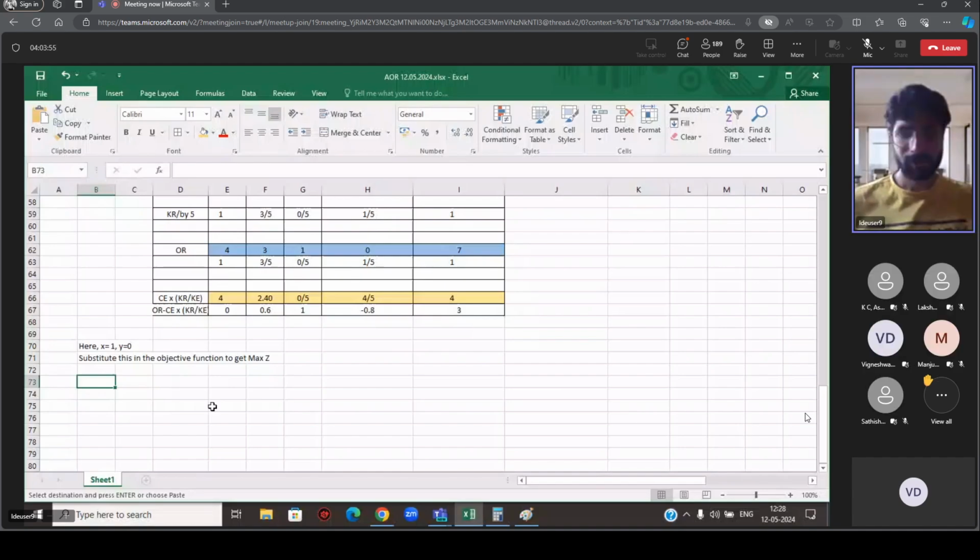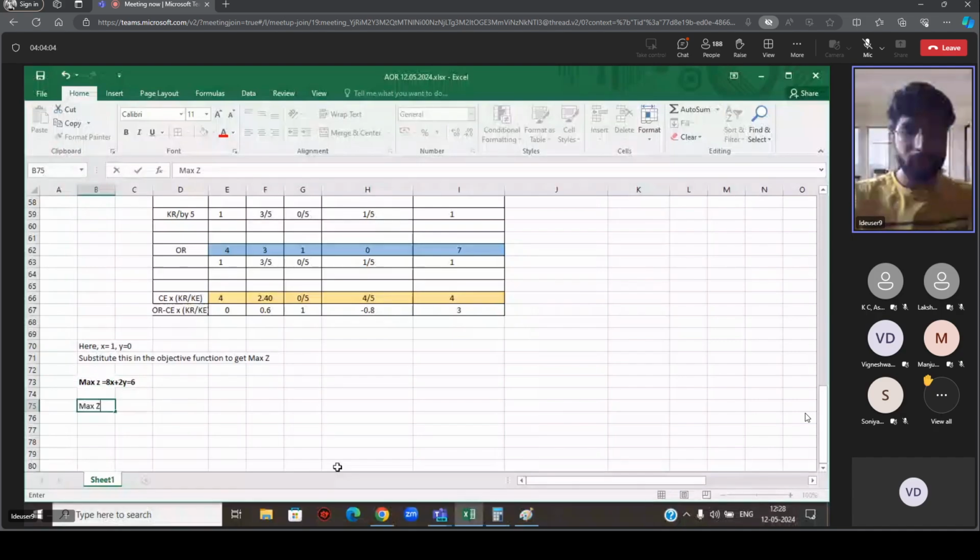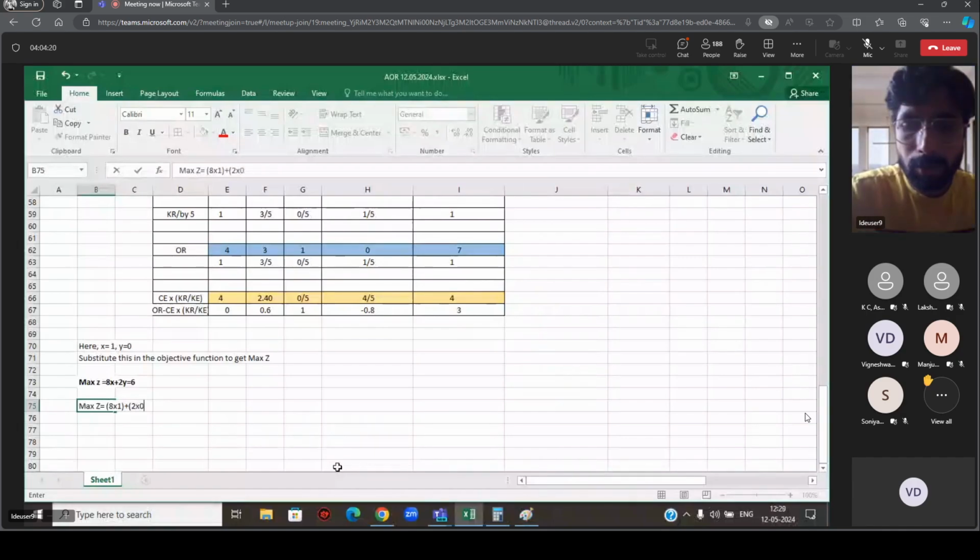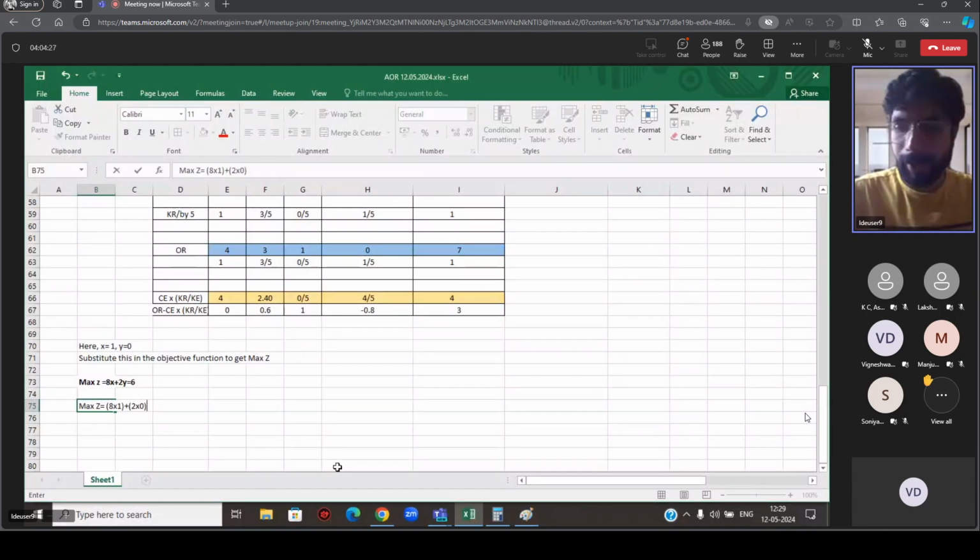Okay, so what I'm going to do is just substitute these values here. So what is max z? Max z will be equal to 8 into 1 plus, open the brackets, 2 into 0, equal to 6. Okay, right.